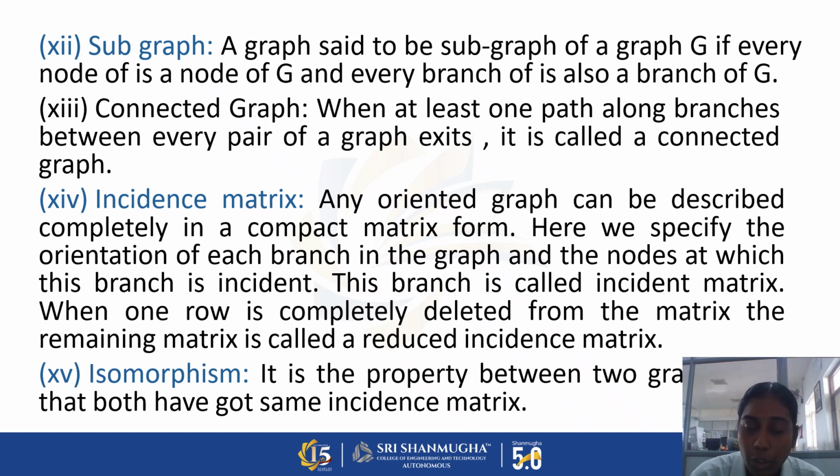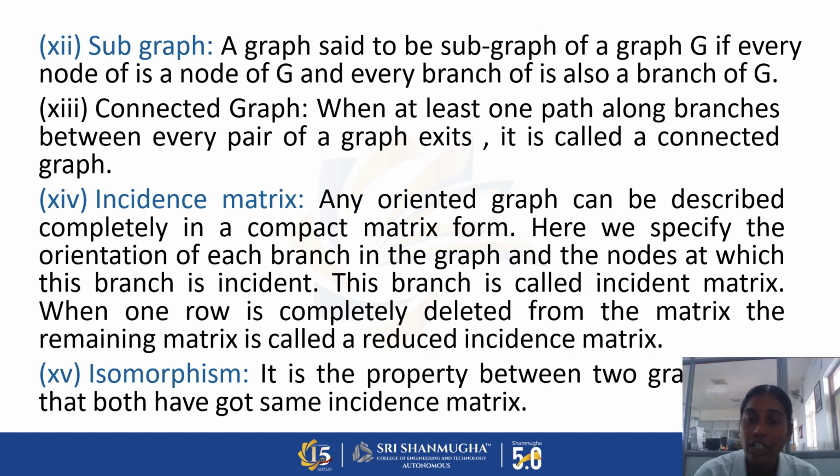Subgraph. A graph is said to be a subgraph if every node and every branch of it is also a node and branch of G. Then it is called a subgraph. Connected graph means when at least one path along branches exists between every pair of nodes of the graph. It is called a connected graph.